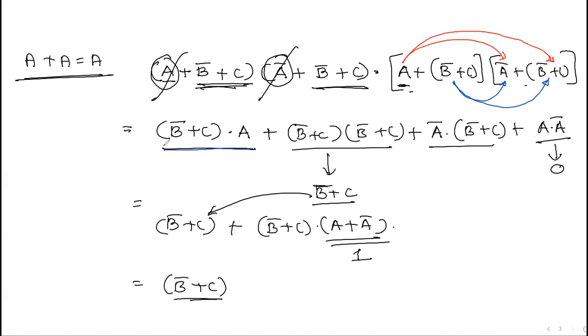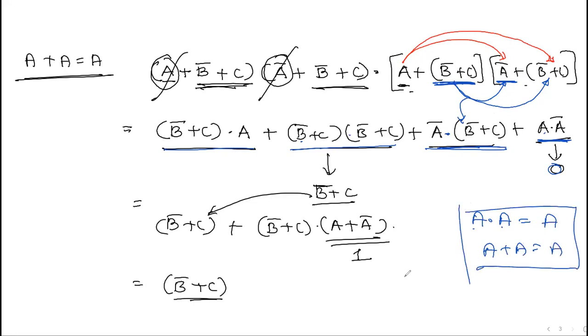So this is the first term of multiplication. Here B bar plus C and B bar plus C are multiplied. Here A bar into B bar plus C. That is third term, this one, right? And then you have A into A bar. Now A into A bar is 0. B bar plus C into B bar plus C, so that is like A into A. Now A into A is always A, and A plus A is also always A. Remember, these two are very, very important.